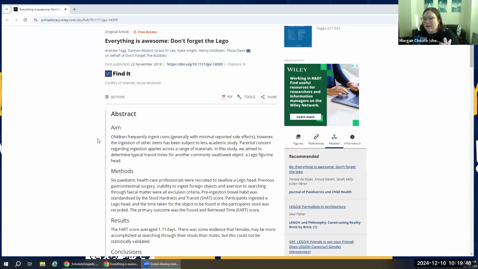So the quick and easy summary of the article is they were doing a study on how long it takes for ingested foreign bodies to pass through and be found in fecal matter. Specifically, in an H. pylori-esque experiment, they had a bunch of physicians swallow Lego figurine heads, and they studied how long it took to digest that out. And they gave them scores on how long it took them to find this Lego head and digest it.